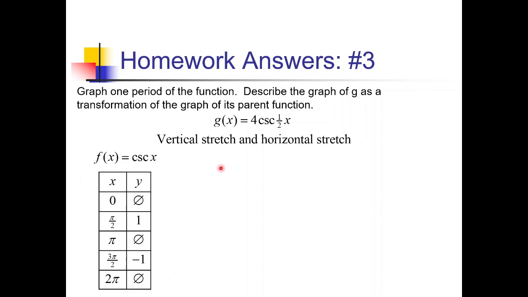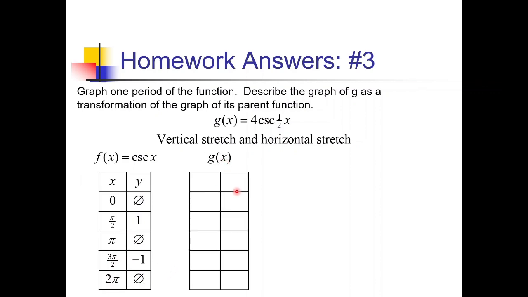And then for the g of x function, we've got a couple things going on. For the x's, this 1/2 inside means we're doing the reciprocal of that, 2 times x for the rules. And then the 4 out here means we're doing 4y. So for the x's, multiplying all these by 2, we've still got 0. And then pi over 2 becomes pi. Pi becomes 2 pi. 3 pi over 2 is 3 pi. And 2 pi times 2 is 4 pi.